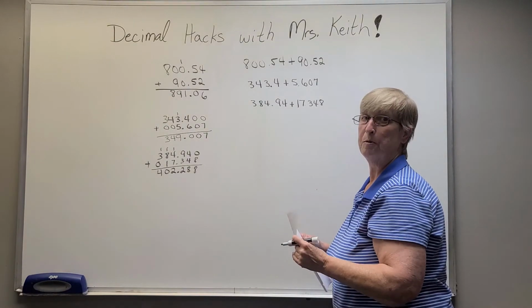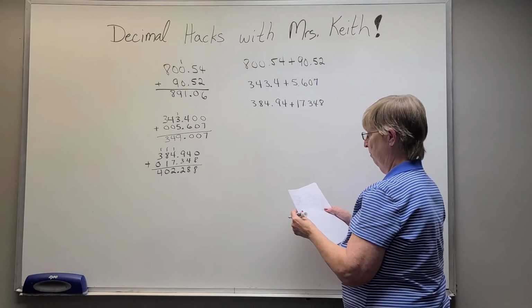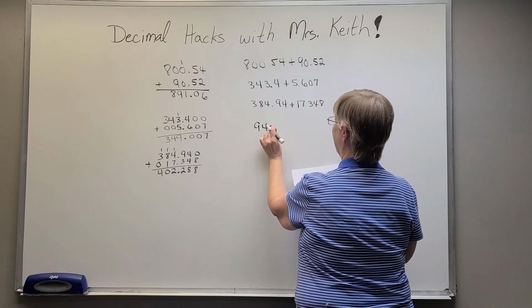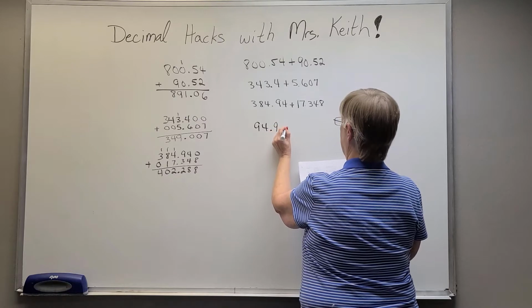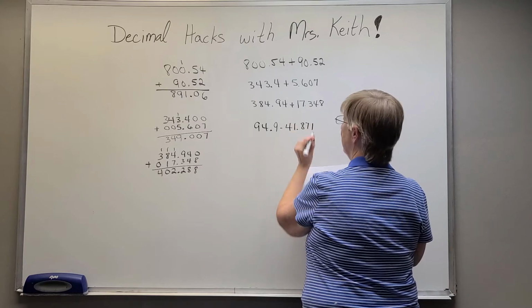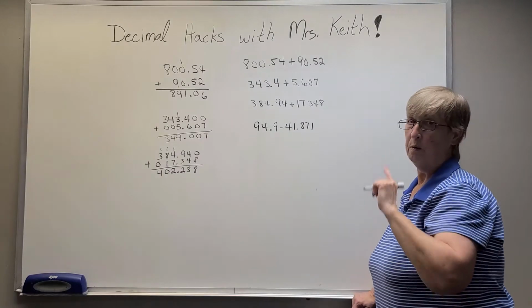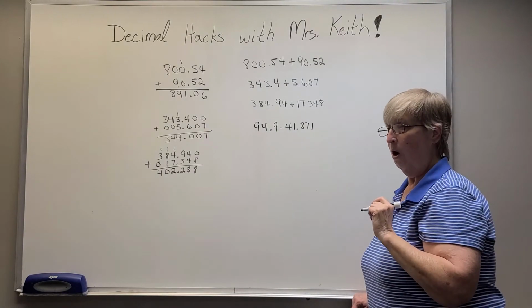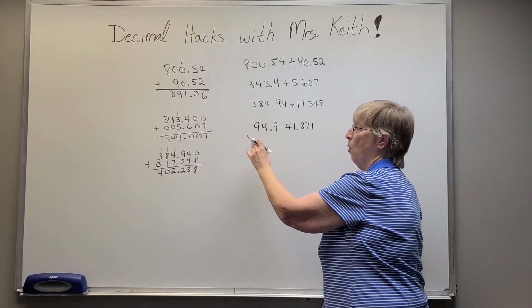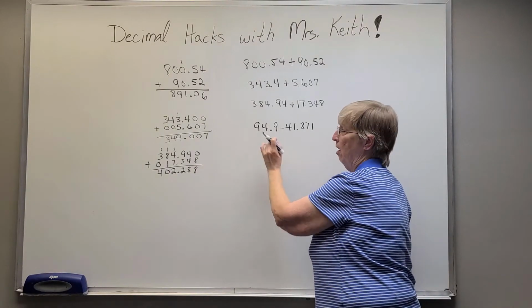All right, so let's look at some subtraction problems, okay? The first one we want to do is 94.9 minus 41.871. Now, we're going to approach this exactly the same way as we did the addition, because remember we were talking about hacks just a second ago. When the problem is presented to you horizontally, in a straight line, in order to work it, you need to put it vertical. But you always put the first number on top, okay?